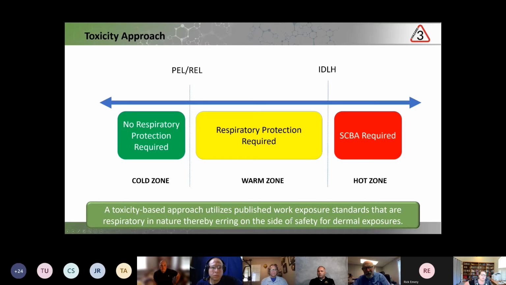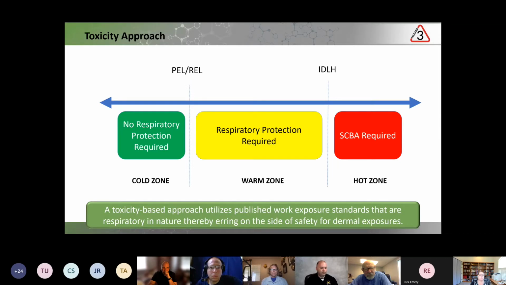So I put in a couple of different approaches here that we've used in the past. The first one, and the easiest one for everybody to recognize, is the toxicity-based approach. In this case, we use levels that are established for worker exposure standards. So in this case, permissible exposure limit from OSHA, or the recommended exposure limit from NIOSH in lieu of having a permissible exposure limit. And then the IDLH, the immediately dangerous to life and health.